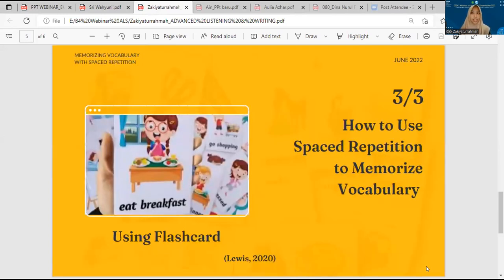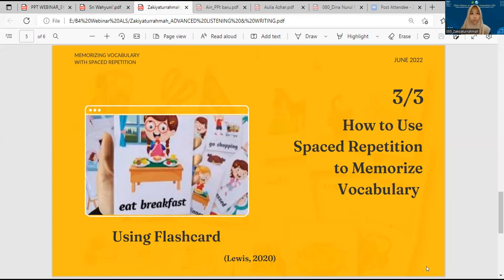Let's move to the last section, which is about how you use spaced repetition to memorize vocabulary. One top takeaway is to create a spaced repetition system using flashcards. For example, here is how you do it, as cited by Lewis in 2020. First, create flashcards for the words you want to learn. Each learning episode must have a target and you must achieve it.